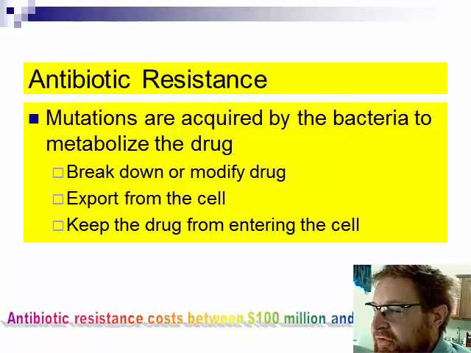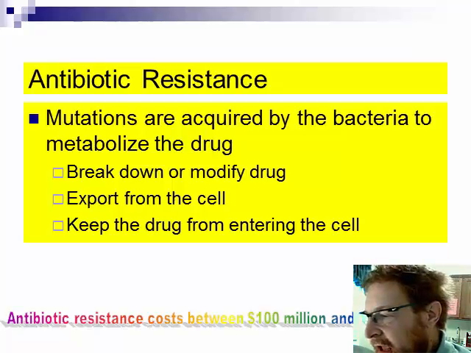And the mutations that the bacteria get can do a couple of different things. First, they can break down or modify the drug. Penicillinase is an example of that. That beta-lactam ring that I showed you is key, and if you break that bond, then the antibiotic is no longer effective. We can have pumps that can export things from the cell. And finally, we could tighten up the cell wall to keep the drug from actually even entering the cell.